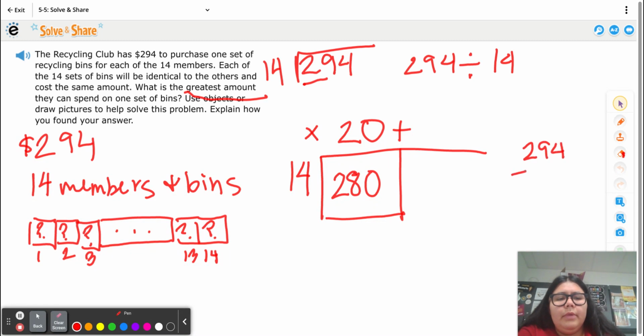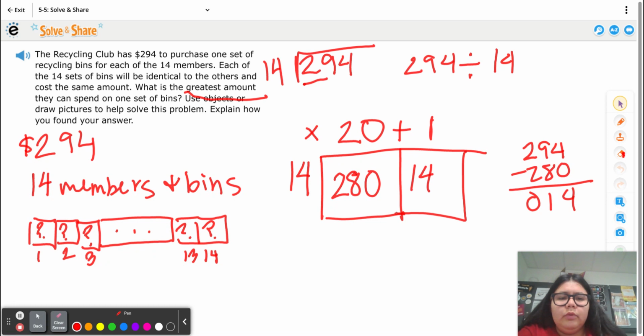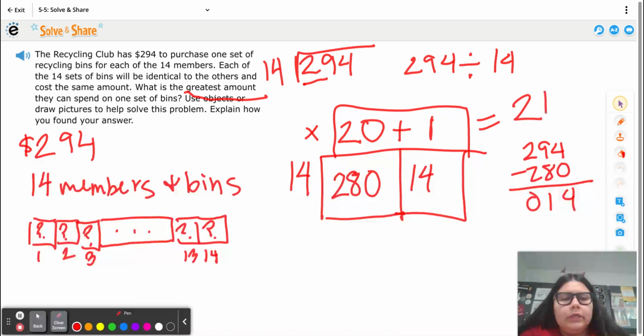294 minus 280. Oh, I have exactly one more group of 14. So I'm going to use 1 to fill in that spot. 14 times 1 equals 14. So then what is my quotient? My partial quotients are on top, so I need to add my parts back together. And that will give me my final quotient of 21 with no remainder.